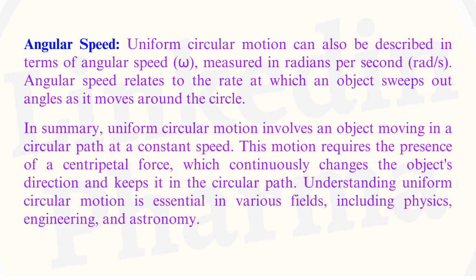In summary, uniform circular motion involves an object moving in a circular path at a constant speed. This motion requires the presence of a centripetal force, which continuously changes the object's direction and keeps it in the circular path. Understanding uniform circular motion is essential in various fields, including physics, engineering, and astronomy.